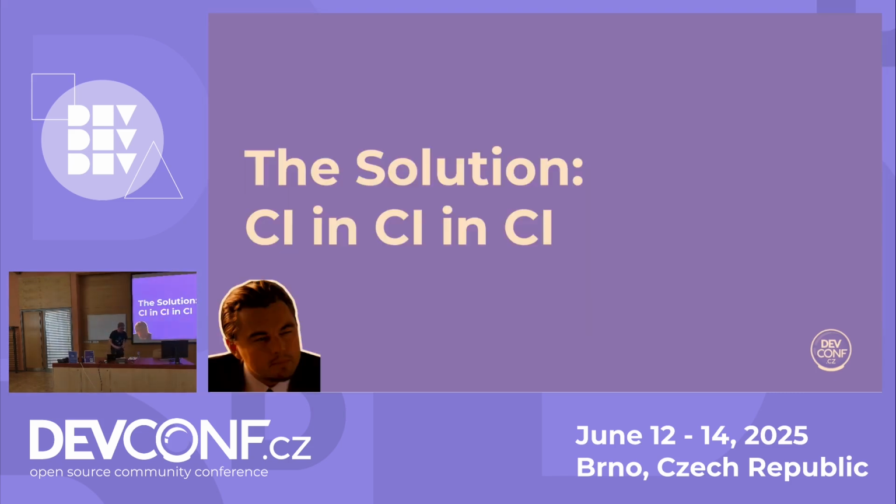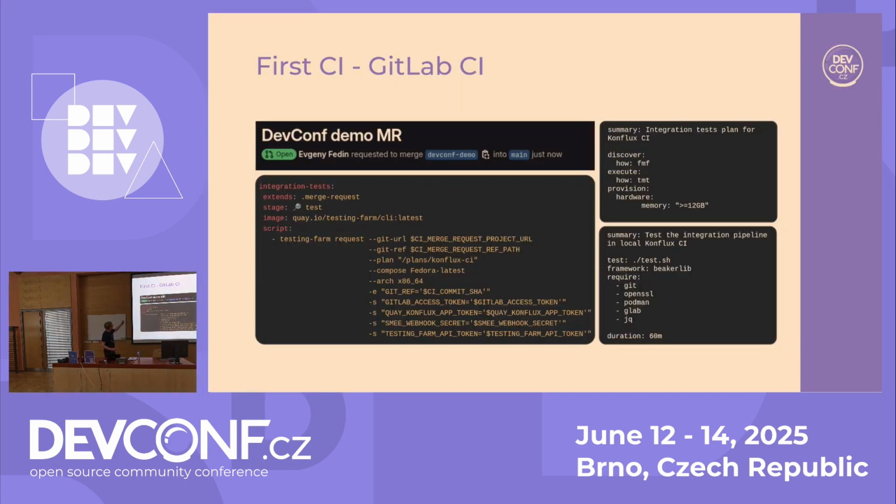And yeah, combining all the challenges and our wish to test every merge request to the pipeline, we came up with the CI in CI monster. And the first CI is GitLab CI. Whenever a developer creates a merge request in our pipeline repository, it triggers this GitLab CI task.